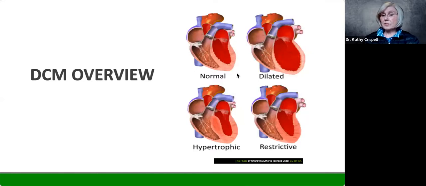Now, there are other types of cardiomyopathies. Many of you probably are familiar with hypertrophic cardiomyopathy, where the left ventricular chamber is actually smaller than normal and the heart muscle is very thick. But we're going to focus most of our attention today on dilated cardiomyopathy.